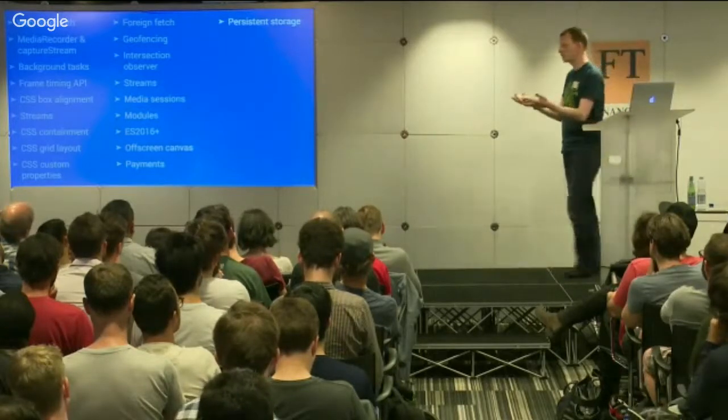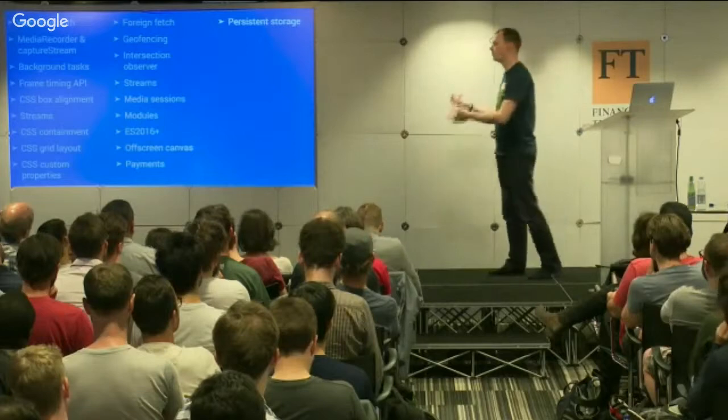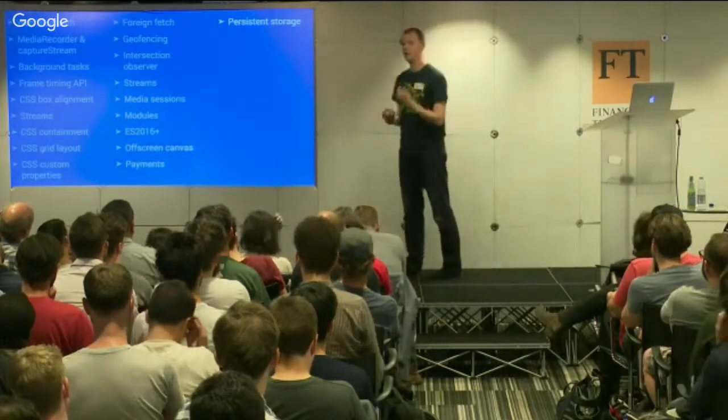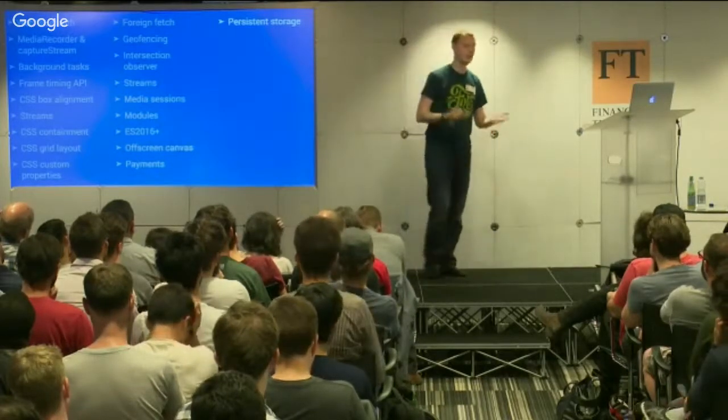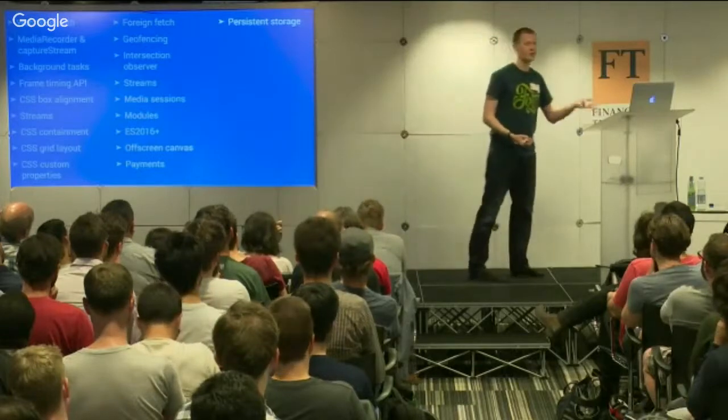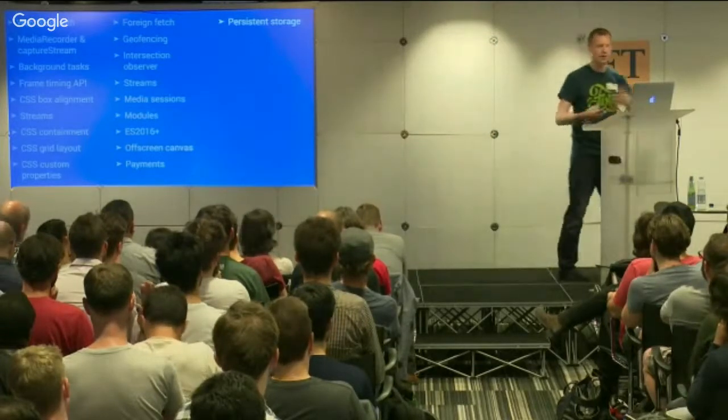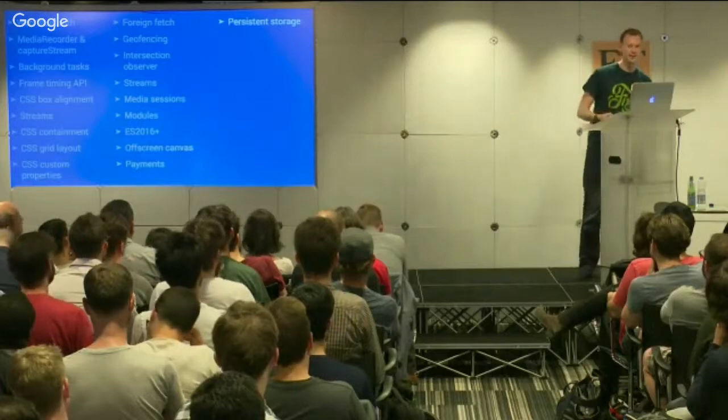So if the device becomes under storage pressure, your stuff's not going to be removed automatically. But the user will be presented with the information and say, look, you've run out of space. But this origin is using 3 gigabytes. This one's using 500 megabytes. Which one do you like the least? Which one do you want to get rid of?